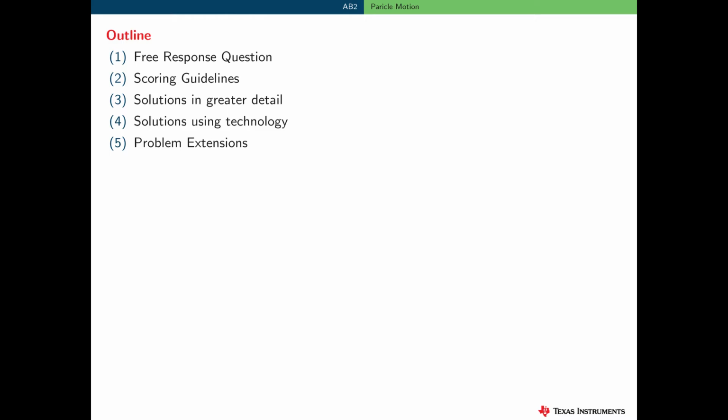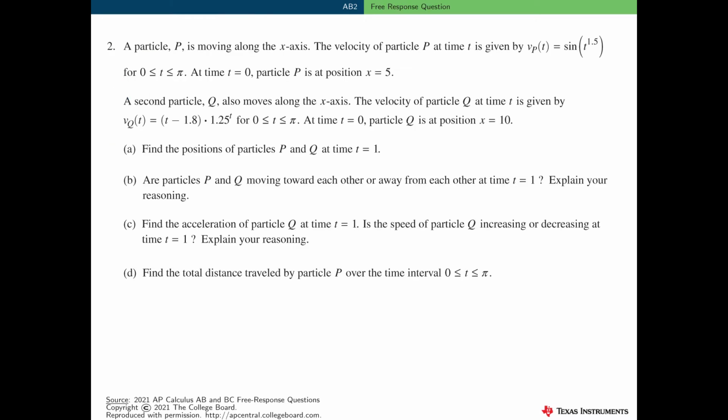I'll show you how to use technology to explore and answer parts of this question and to confirm solutions where appropriate. And because the free response questions are usually very comprehensive, I'll suggest some problem extensions. These are additional AP Calculus type questions, some that are associated with the information given in the problem, and some may be calculator active. Just a reminder, this is a calculator active problem, and that means that students may be required to use the calculator in some or all parts of this question.